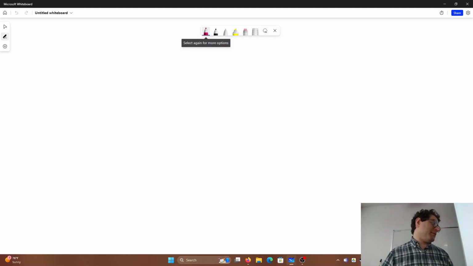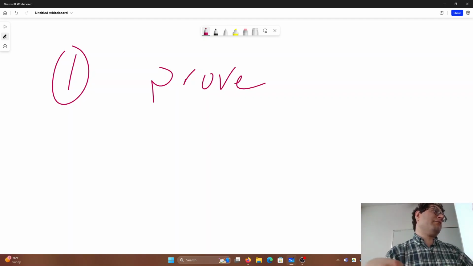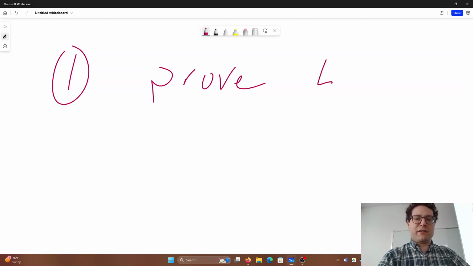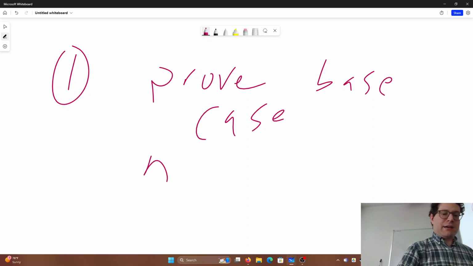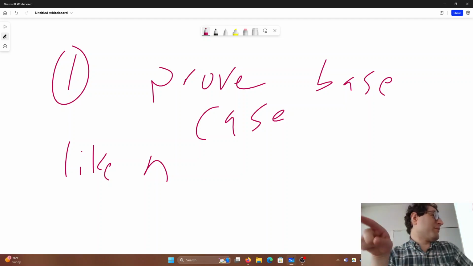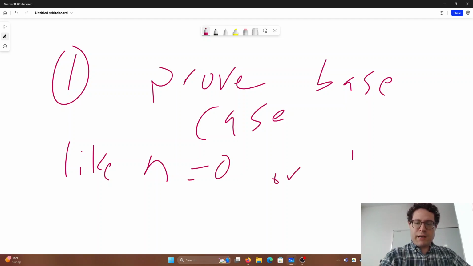Proof by induction basically says we're going to do two steps. One, we prove a base case. We prove something that is trivially easy, typically something like, and this shows you I'm a real mathematician here, using "like" as opposed to "such as", n equal to 0 or n equal to 1. Okay.